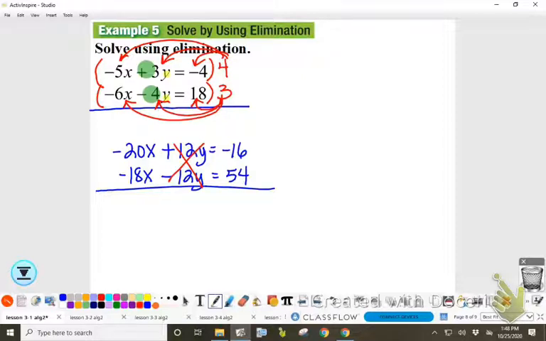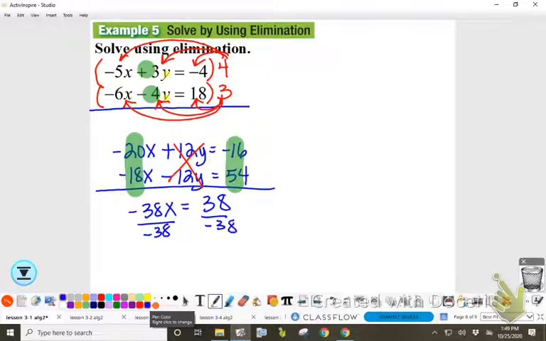I chose y there. We could have chosen the x and then multiplied by whatever we needed to multiply by. So now I'm going to add straight down: negative 20 plus a negative 18 gives me negative 38x. Add straight down over here as well. Negative 16 plus 54 is equal to 38. Divide both sides by negative 38. You get x equals negative 1.